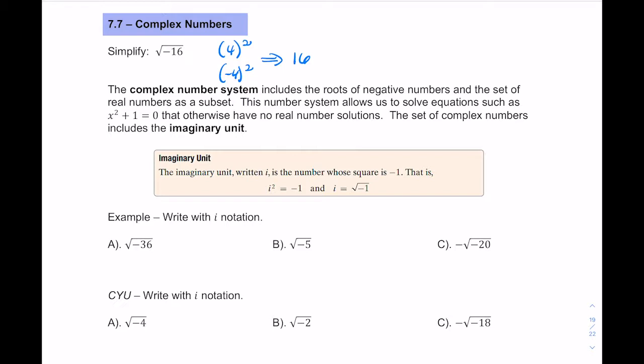Both the real numbers and imaginary numbers are part of what's called the complex number system. The complex number system includes the roots of negative numbers and the set of the real numbers as a subset. This allows us to solve equations such as x squared plus 1 equals 0, which is a quadratic equation. If you try to factor x squared plus 1, you can't factor it.